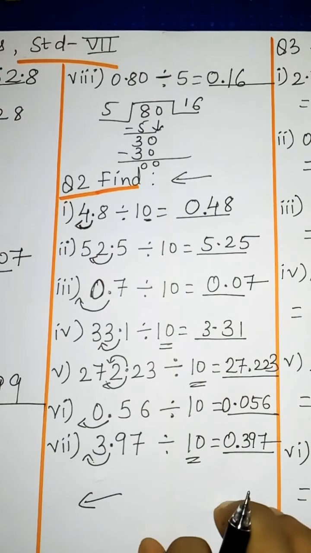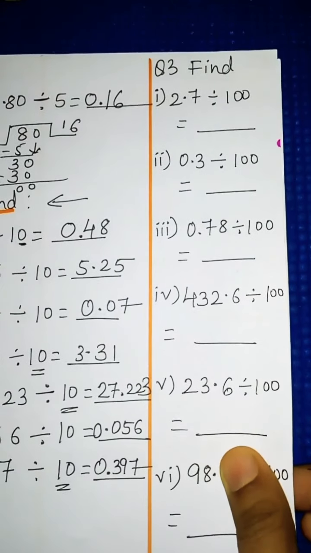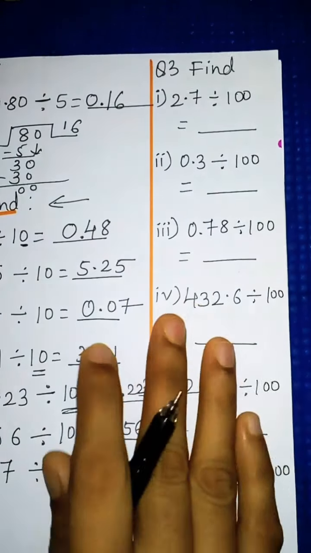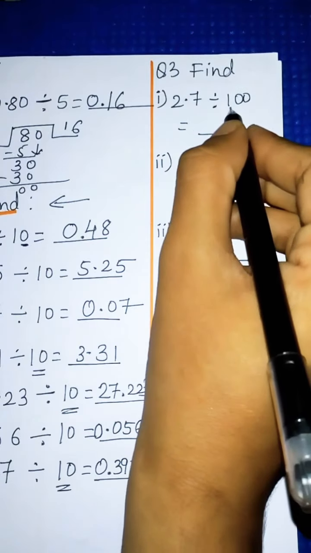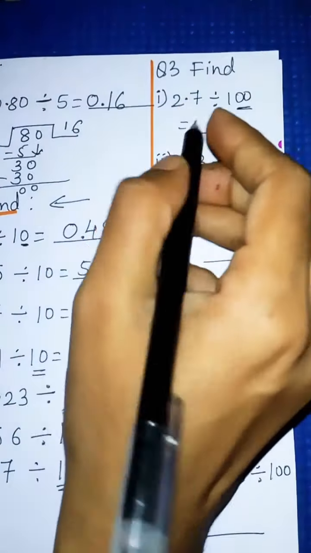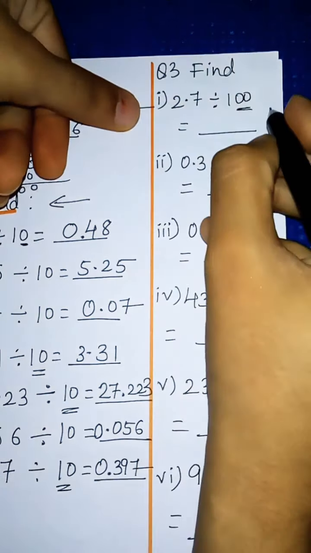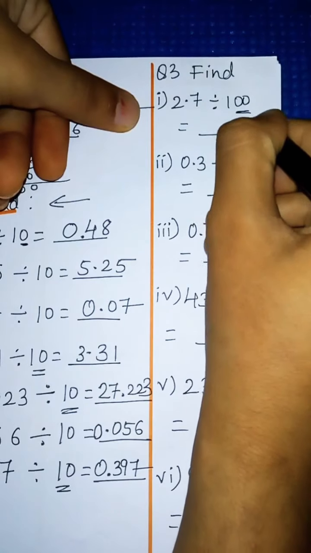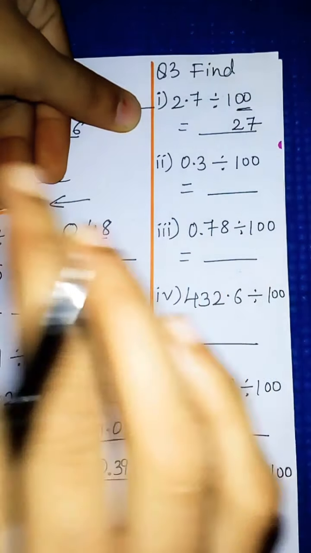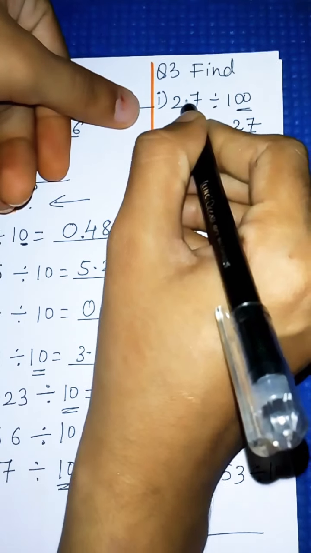Hope you understood. Now question number 3 is the same, but it is division by 10, 100 and 1000. So let us see this. Now 2.7 divided by 100 is given. 100 means 2 zeros are there. So this point will shift 2 times. First of all, we will write whatever is given in the question. 27 is given. We will write it without the point. Now point was here. See, in the question the point is given here.